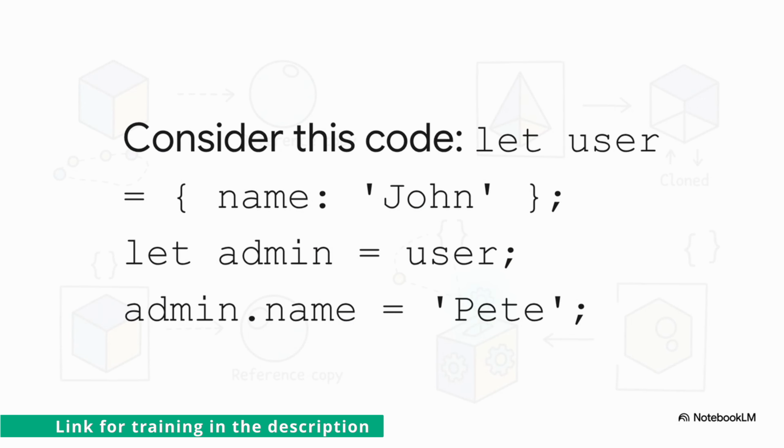Okay, let's look at some actual code. Super simple. We make a user object and we give it a name property, John. Then we create a new variable, admin, and we just say admin equals user. Easy enough. And for the final move, we change the name to Pete. But, and this is the important part, we're doing it through the admin variable.